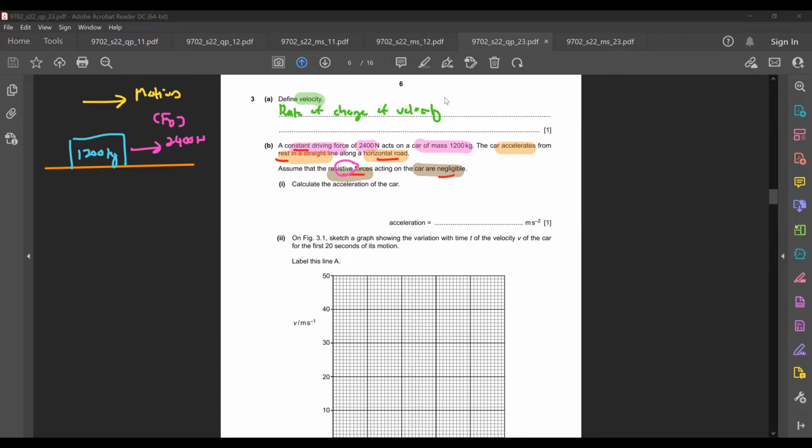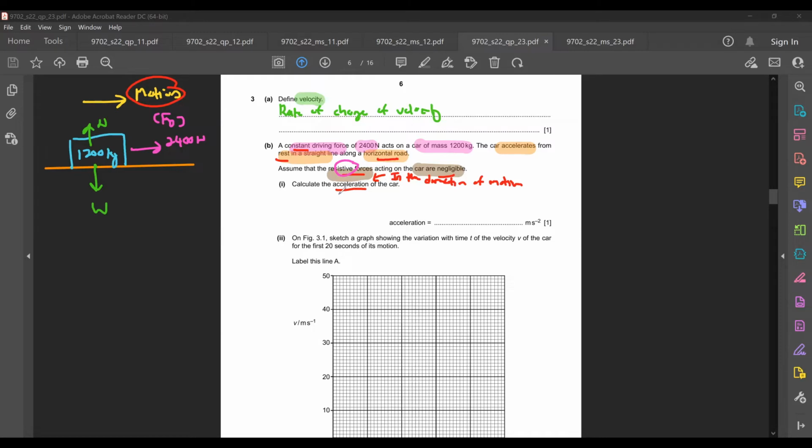Now, sometimes some students will say, shouldn't there also be weight as well as the normal reaction force on your diagram? Yes, that's correct. If you're just talking about the forces acting on the object, there are supposed to be the weight as well as the normal reaction force. But because these forces are perpendicular to your motion, I don't really want to consider them. Because when you're talking about acceleration, this is acceleration in the direction of motion.